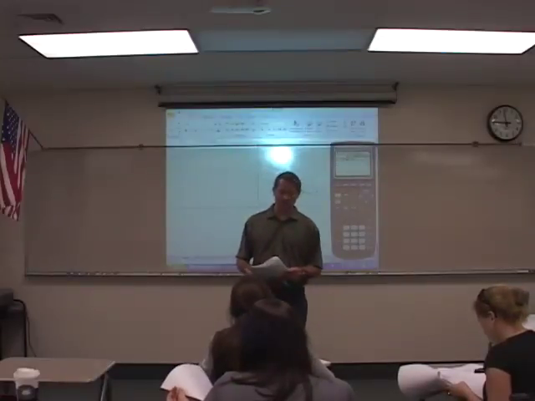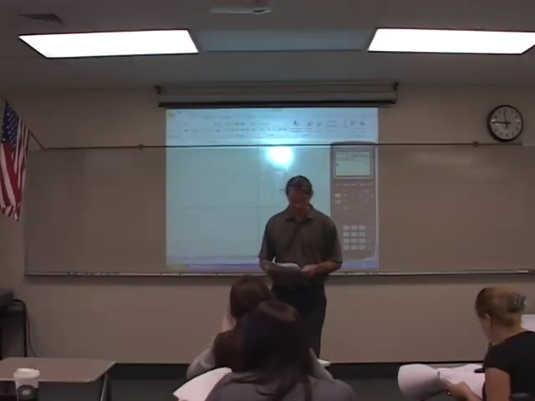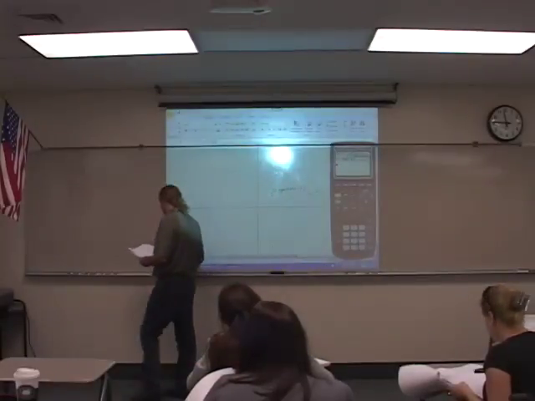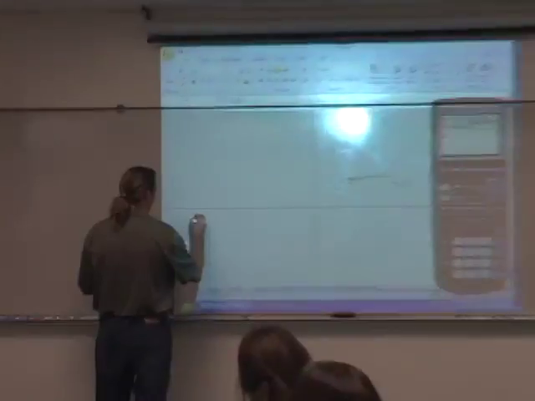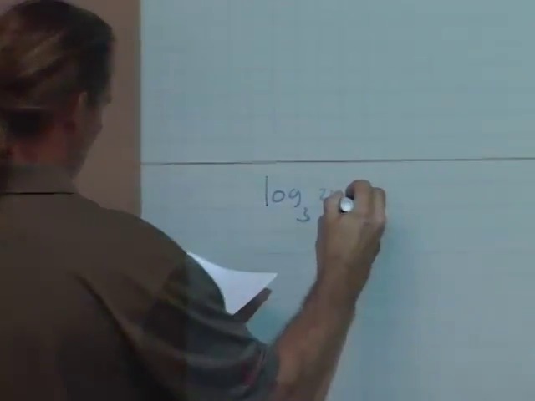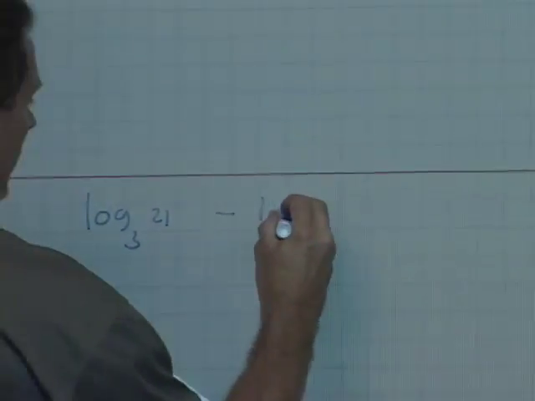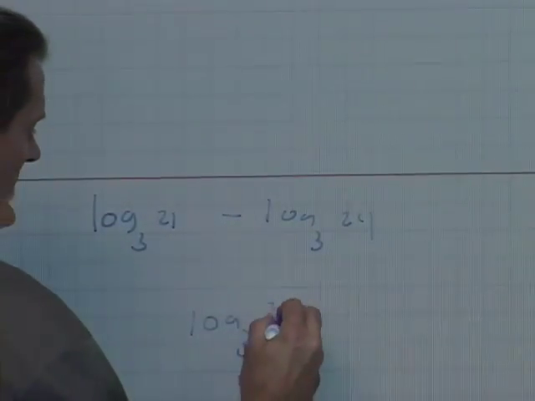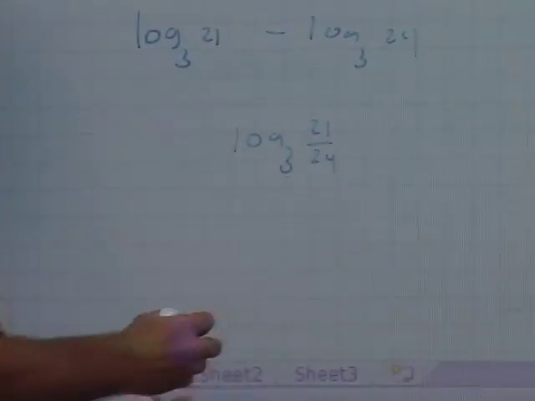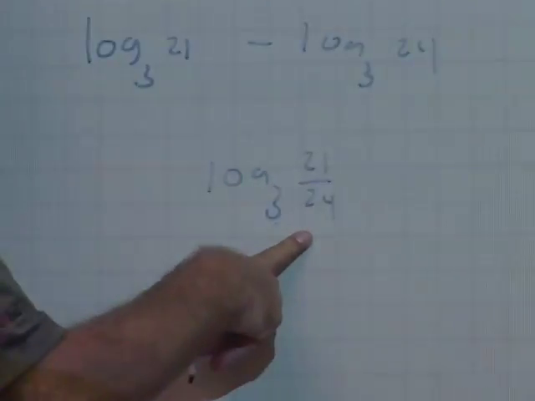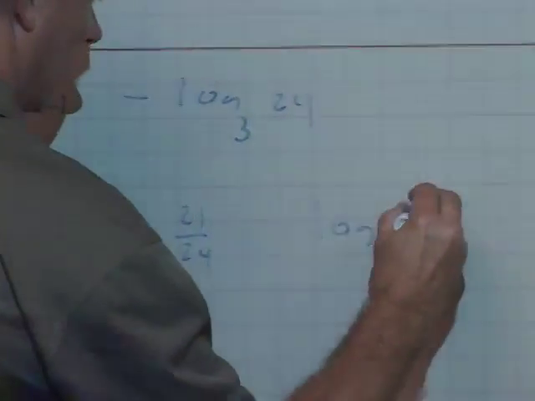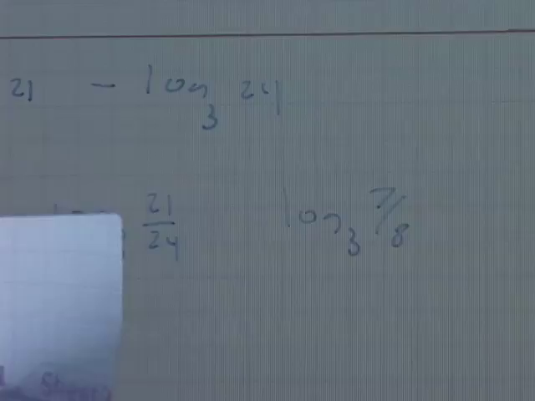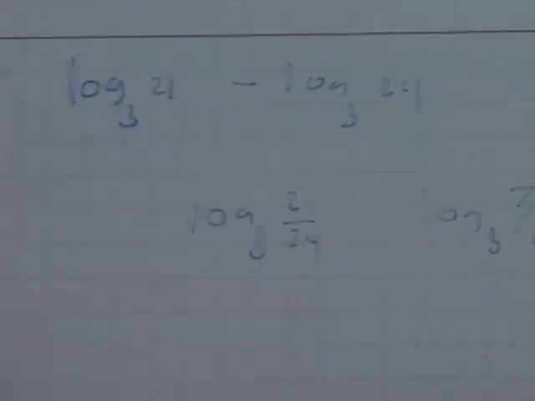Okay, sorry about that. Number 18, was that the one you asked me for? Number 18 is log base 3 of 21 minus log base 3 of 24, which is equal to log base 3 of 21 over 24. That reduces down to 7 over 8, so log base 3 of 7/8. Is that one of the answers? Yes. Oh, it's just as simple as that.